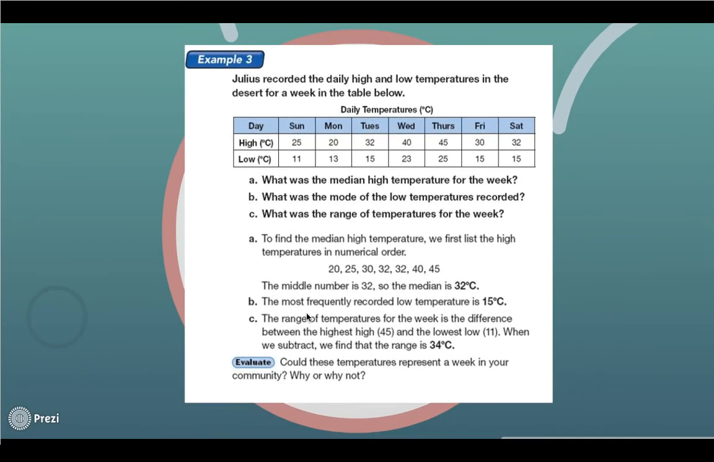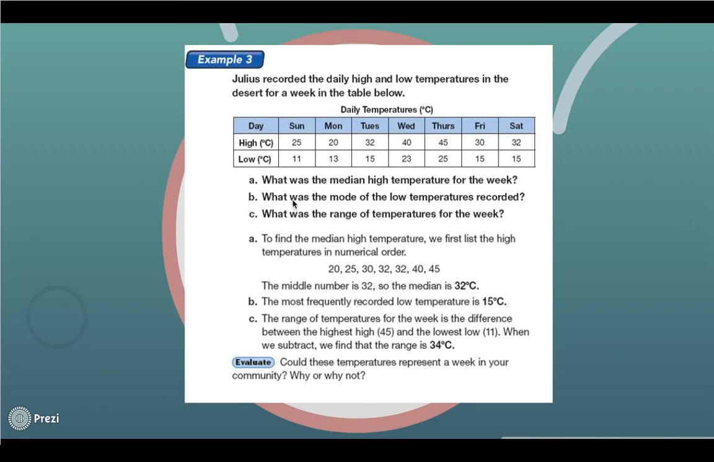All right, Julius recorded a daily high and low temperature in the desert for a week in the table below. So this is the table. The high on Sunday was 25 and the low was 11 degrees centigrade. All right, so what you're going to do is find the median high temperature for the week. You're also going to find the mode of the low temperature and the range from all of the temperatures, right?